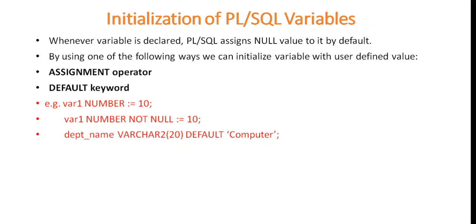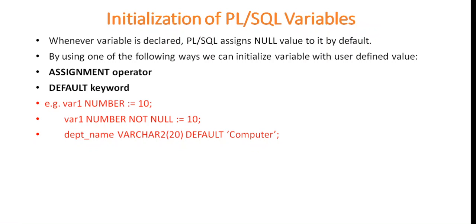Then again we have another variable, that is department name, which is of character type, and here I have used the default keyword to initialize the variable. So the default keyword can be used like this. First specify your variable name, then the data type of that variable, then the size.